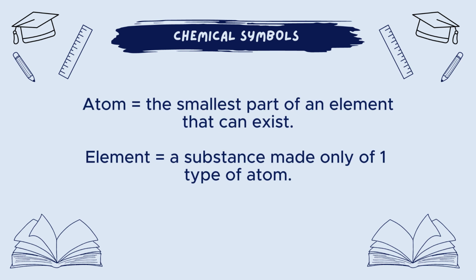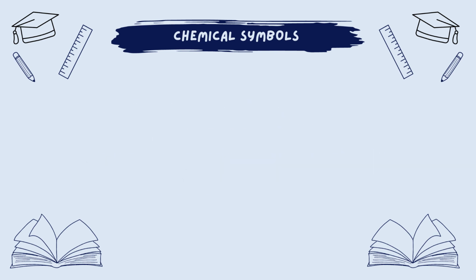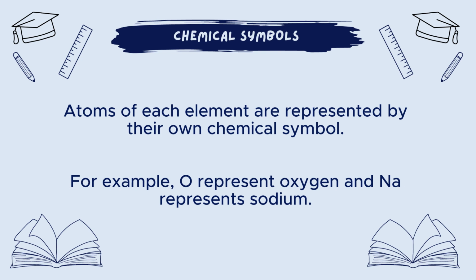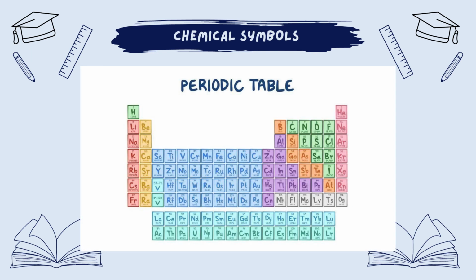Firstly, some definitions. An atom is the smallest part of an element that can exist. An element is a substance made of only one type of atom. Atoms of each element are represented by their own chemical symbol. For example, O represents oxygen and Na represents sodium.